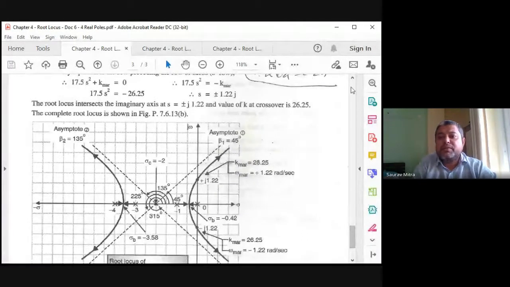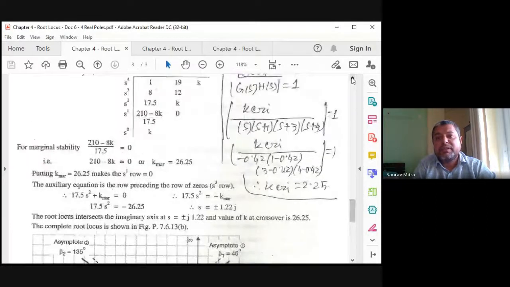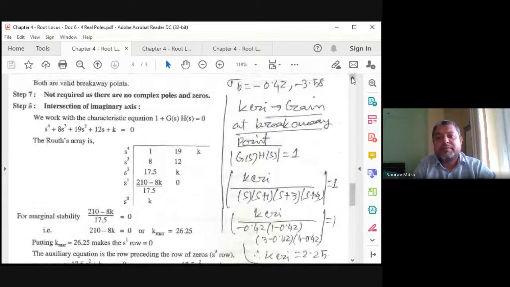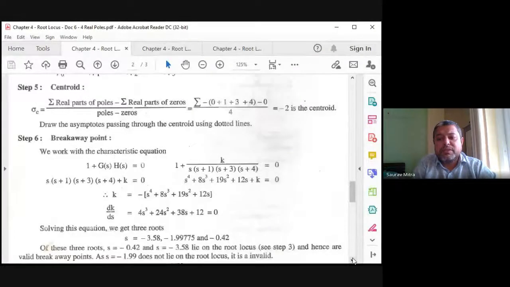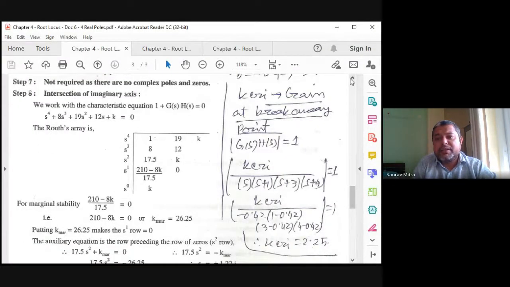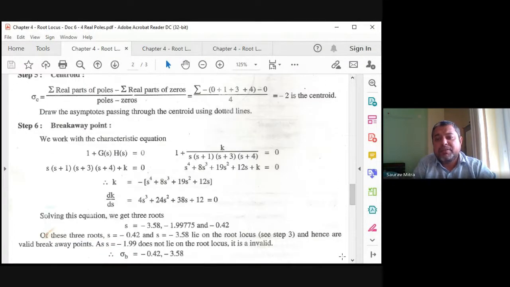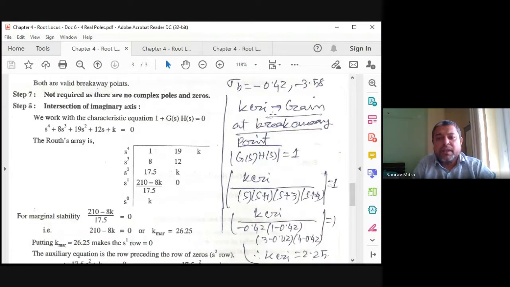Finally, you are supposed to find out what the k critical is. That means whenever the system is at zeta equal to 1, or at the breakaway point, how much is the critical gain, or which are the gains for which the breakaway points occur. That was not solved in this numerical, so I have done it. The breakaway points are at minus 0.42 and minus 3.58. So k critical is the gain at the breakaway point where GSH is equal to 1. This is the formula for breakaway point gain, or k critical.